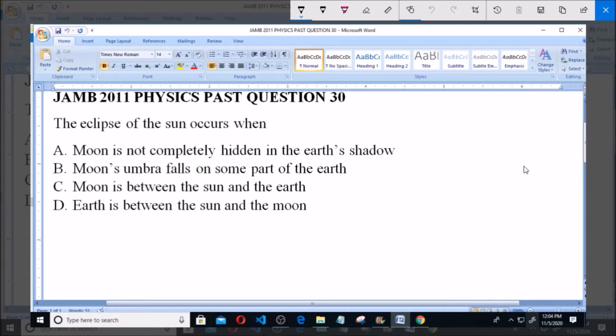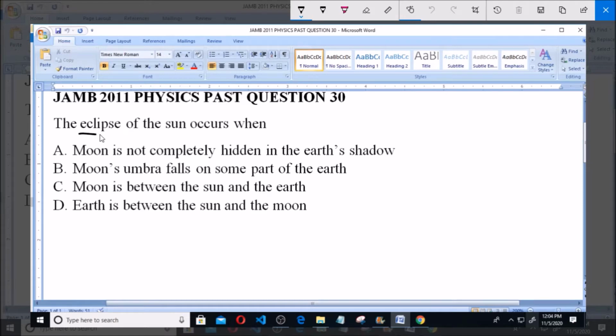The eclipse of the sun occurs when A. Moon is not completely hidden in the Earth's shadow. B. Moon's umbra falls on some parts of the Earth. C. Moon is between the sun and the Earth. D. Earth is between the sun and the moon.